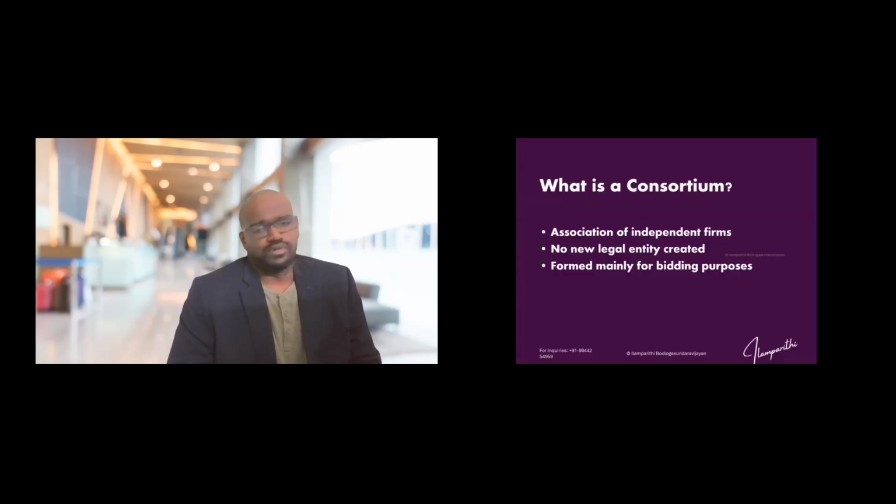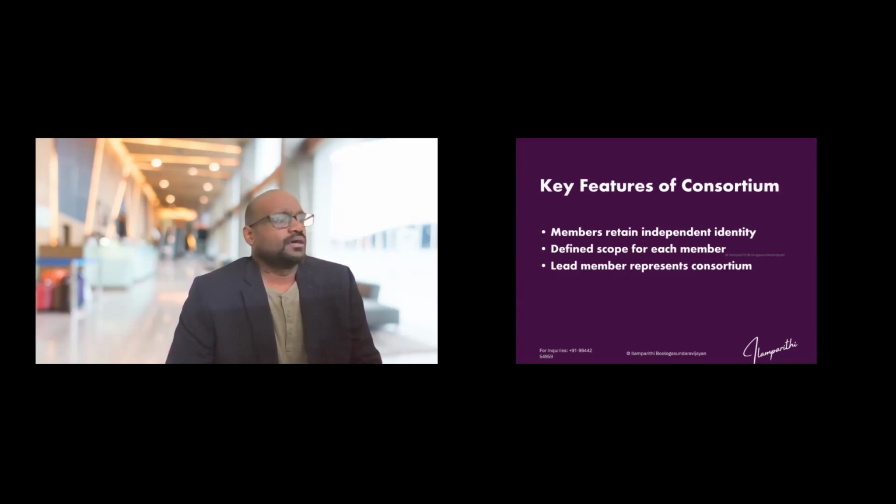So what is a consortium now? A consortium is an association of independent firms. No new legal entity is created, unlike a JV. They are formed mainly for bidding purposes. How? Because the members retain their independent identity.